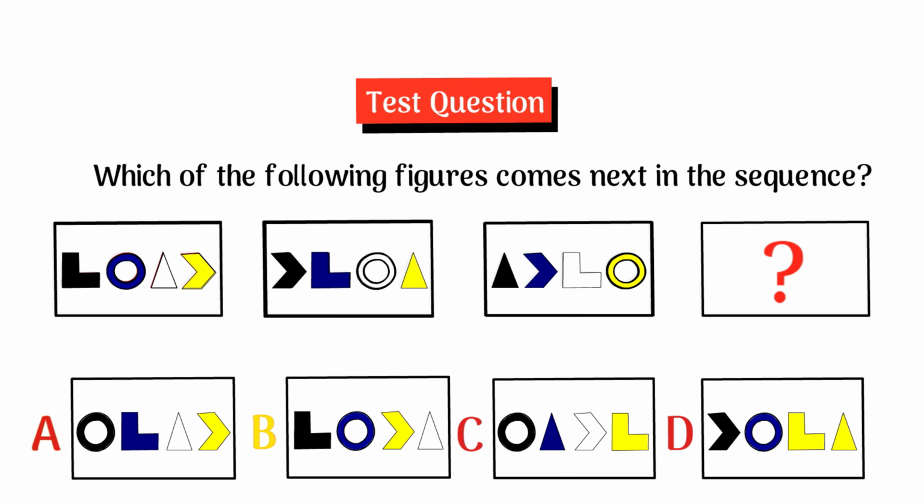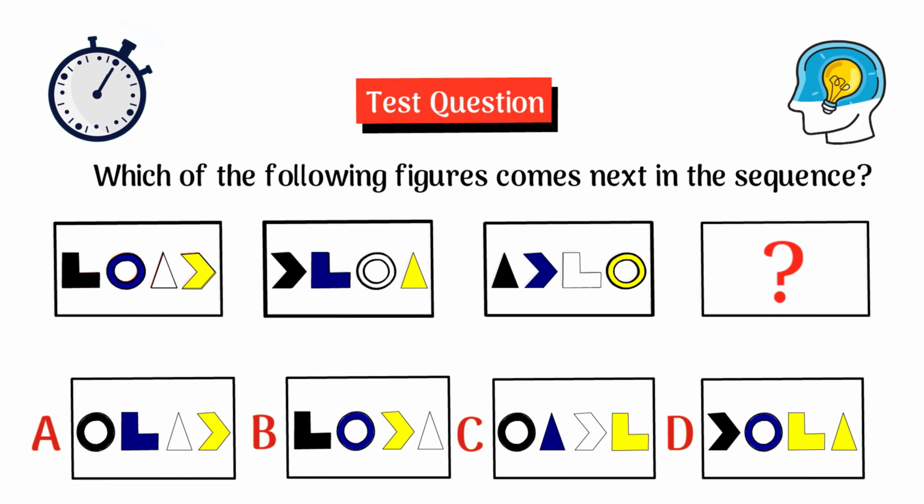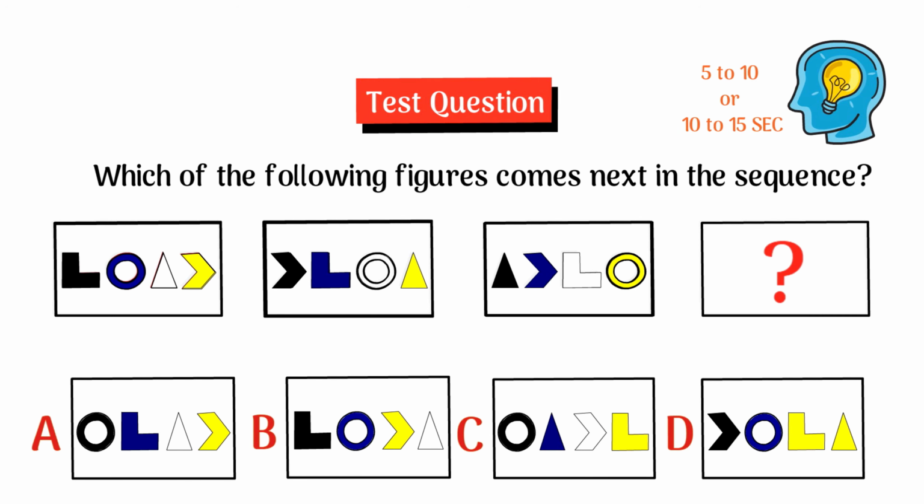Choices A, B, C, and D. Do you think you can come up with the answer? Give yourself some time. You can pause this video to see if you can identify the pattern. Give yourself 5 to 10, maybe 10 to 15 seconds. This is about as much time as you will get in a real test. Did you figure out the solution? Let's continue to see how we can get to the correct solution together.